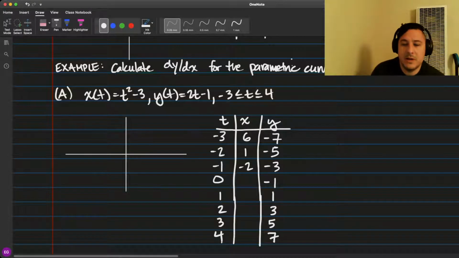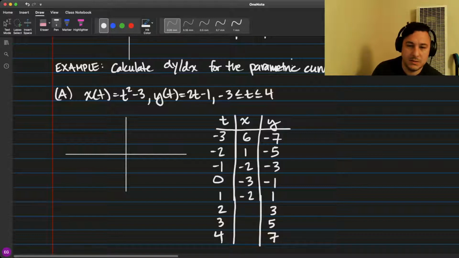Let's plug in 0 for the t. So if you plug in 0, you get negative 3. If you plug in 1, negative 2. If you plug in 2, you get 1 again. If you plug in 3, you get 6 again. If you plug in 4, you get 16 minus 3 is 13. Cool. So let's plot this.